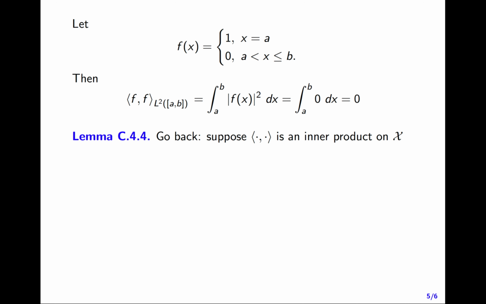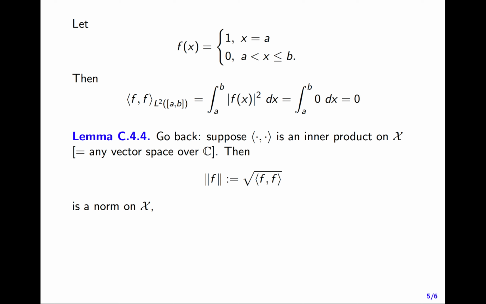Now let's suppose that we are in the happy position of having an inner product on a vector space X, any vector space that you like over the complex plane, and let's define a new quantity. Let's put the norm of f to be the square root of the inner product of f with f. Then this map is indeed a norm on X.